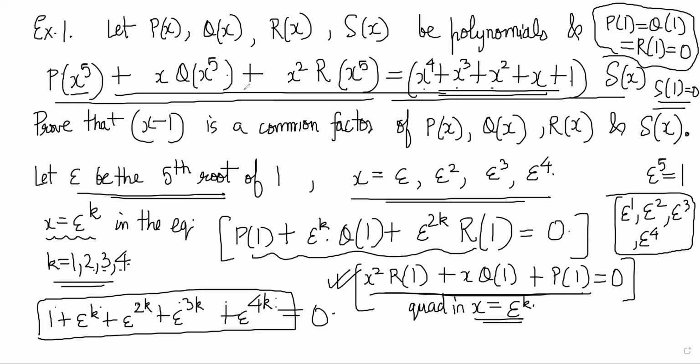So basically, it's a simple proof. If you take epsilon as the fifth root of unity and put it back in the equation, you will realize that you can make it look like a quadratic in x, where x is equal to epsilon power k. And that quadratic ends up having four different roots. So that quadratic is identically 0, which implies that p, q, r are all 0 at the value x equal to 1, which in turn implies that s of 1 is also 0, and therefore P of 1, Q of 1, R of 1, S of 1 are all 0. So x minus 1 must be a common factor for all of them, right? You can work out the details yourself. The idea is pretty clear.